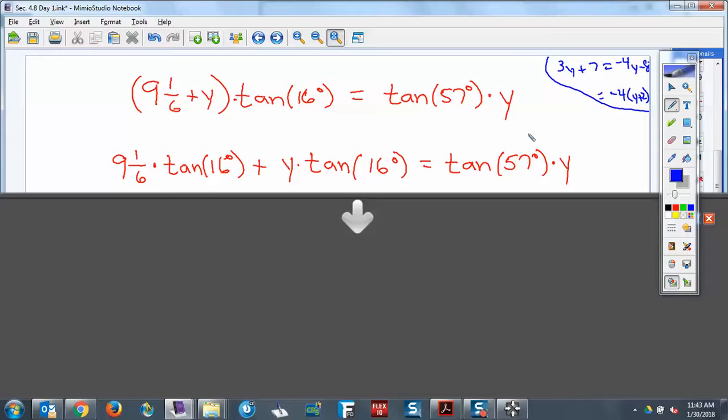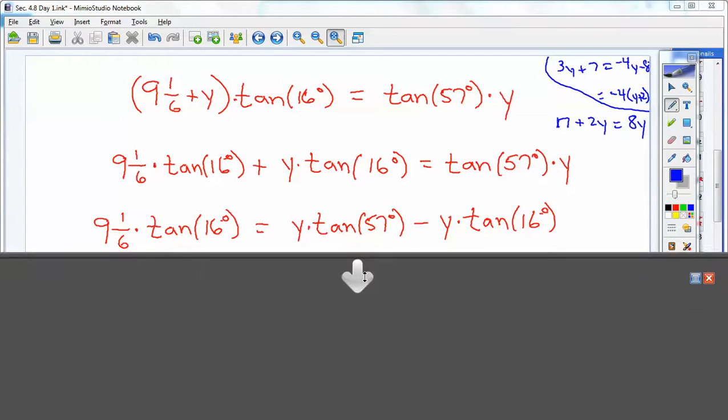Now, what do you normally do? So I know this doesn't look like it, but basically what this problem is right here is 17 plus 2y equals 8y. Well, what would you do to solve that equation? You'd get the y's on the same side, wouldn't you? Okay, so let's do that. Let's subtract the y tan 16 from both sides, right? Isn't that the same as subtracting 2y in the blue problem? It's the same thing. So I would subtract 2y.